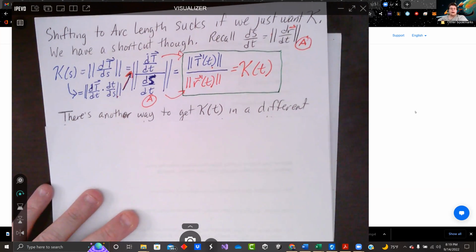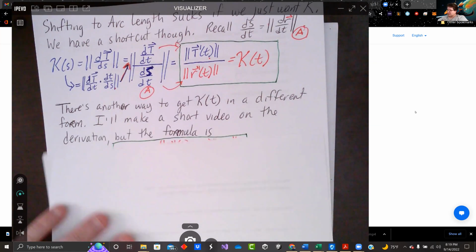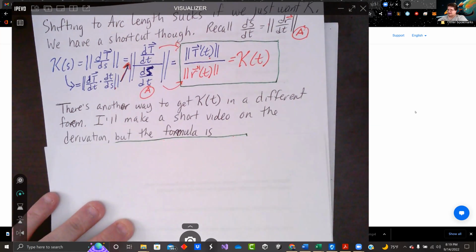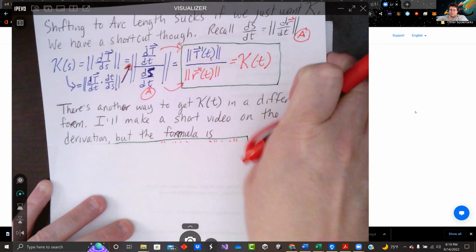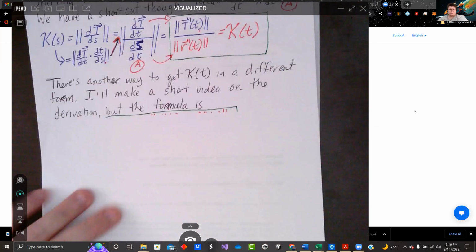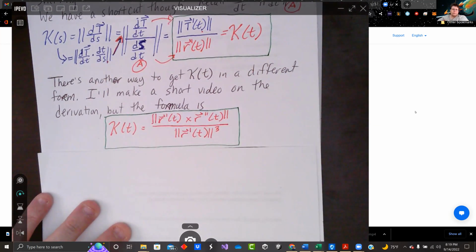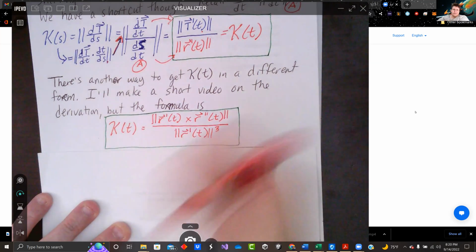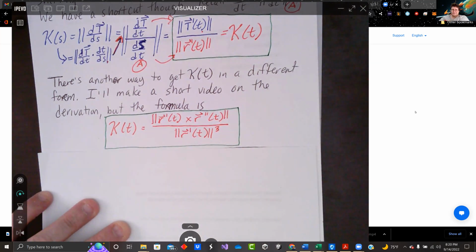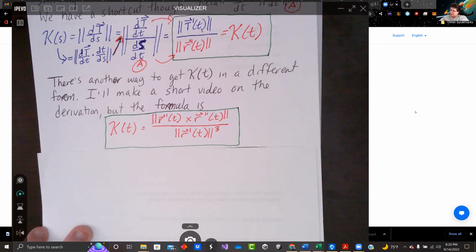Okay. There is another way to get kappa of t in a different form entirely. I'll show it here, but I'll make the derivation of it in another video. Those of you that don't care about the derivation can just see the formula; those of you that do can watch it. The other format is the magnitude of r prime cross r double prime divided by the magnitude of r prime cubed. So we've got a couple ways to find this curvature.